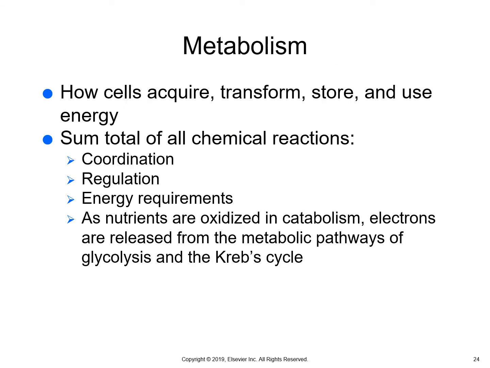How cells can acquire, transform, store, and use energy is pretty much the definition of metabolism. So it's the sum total of all the chemical reactions in our body. We've got coordination of these reactions, we've got regulation, and we have energy requirements for that to occur. As nutrients are oxidized in catabolism, or breakdown, electrons are released from the metabolic pathways through glycolysis and the Krebs cycle. Remember, Krebs cycle gives off carbon dioxide, ATP, and water.